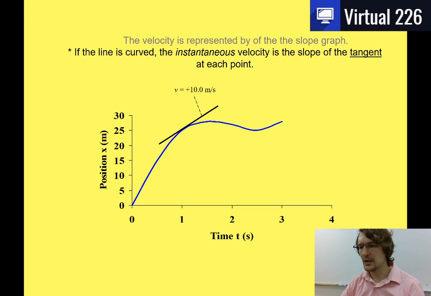Now, what happens if we kind of get a strange looking graph here? So now we've got this curvy graph. So the velocity, or the position graph, is in blue here.